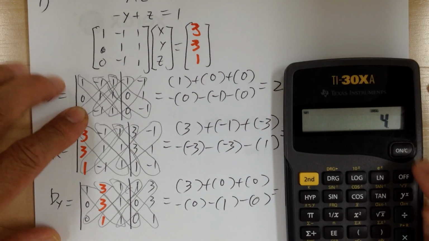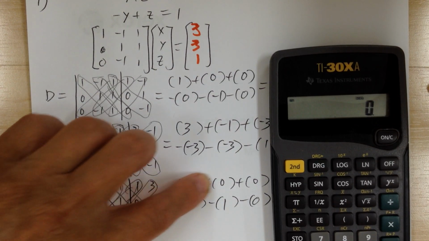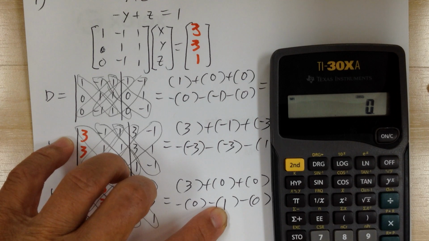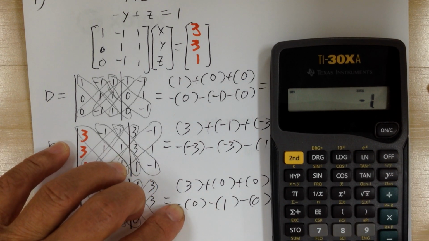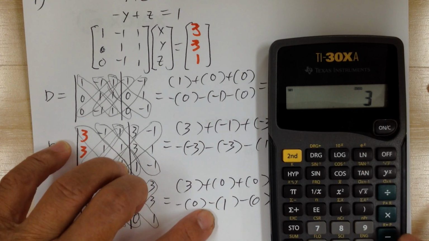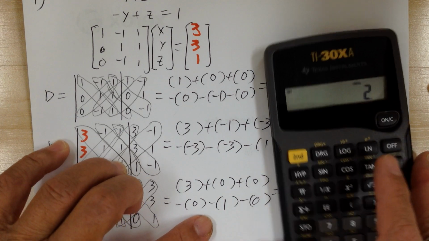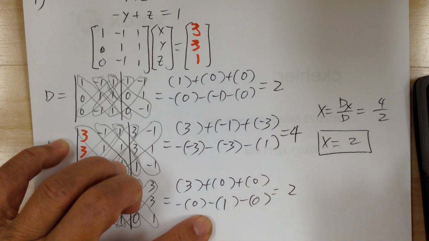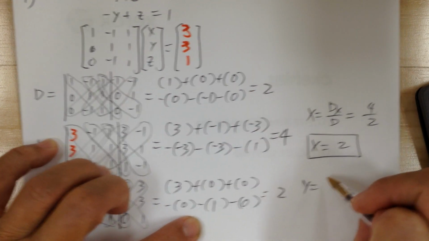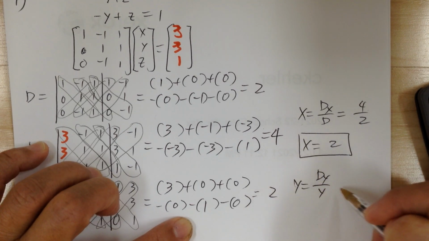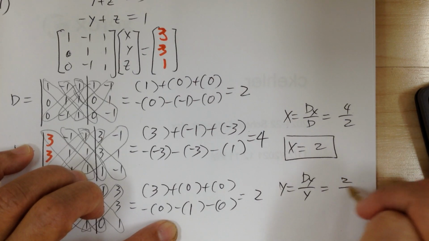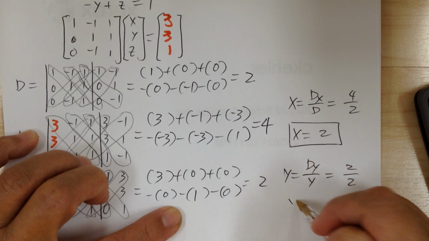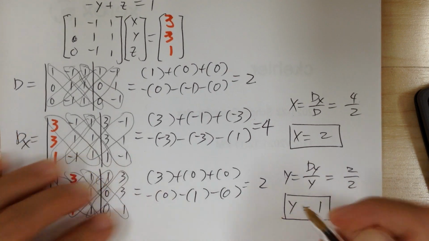Okay, so get calculator. So you got 3. All these are 0. So minus 1. So 3 minus 1 equal to 2. Okay, so y equal to dy over d. So equal to 2 over 2. So y equal to 1.